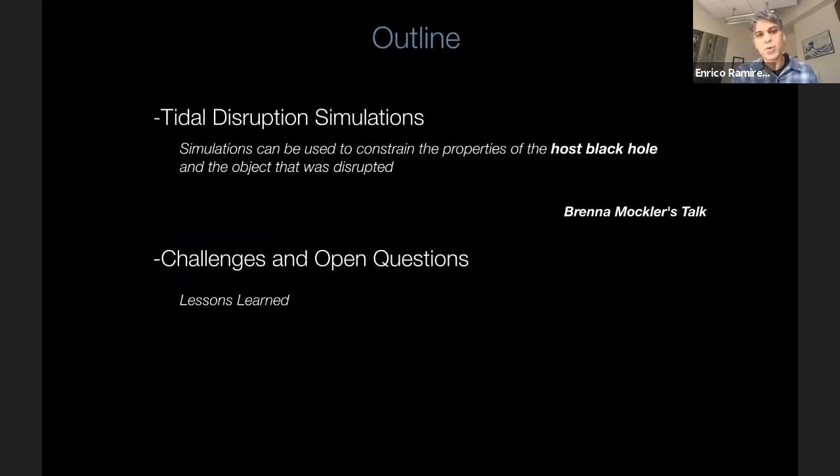So I'm going to focus on two aspects. I'm going to give you a little bit of an update of where we are in doing tidal disruption simulations and why I think they're incredibly valuable, because they're incredibly powerful in order to constrain the properties of the host black hole. And Brenna in her talk is going to talk about that. I'm also going to focus on what we can learn about the object that is disrupted. And then I'll talk about some challenges, open questions, and lessons that we have learned along the way.